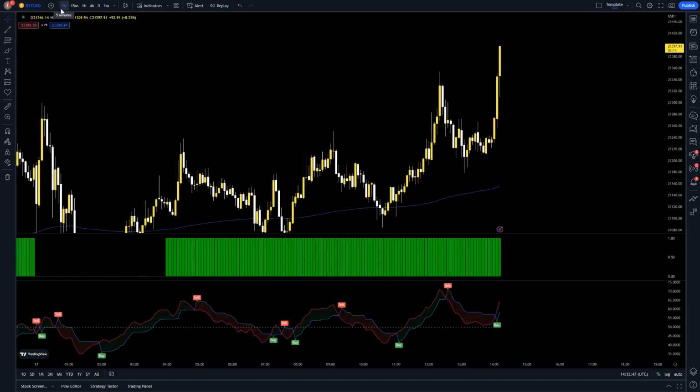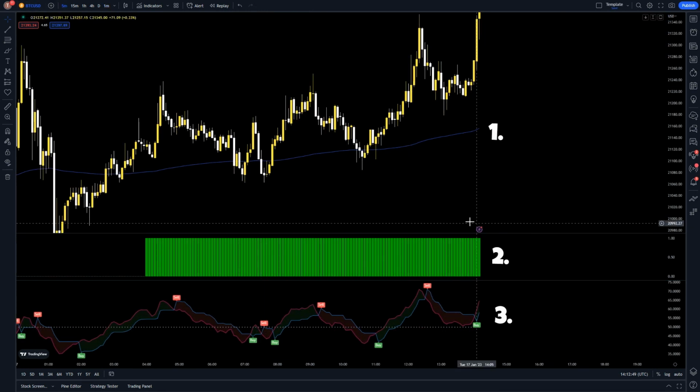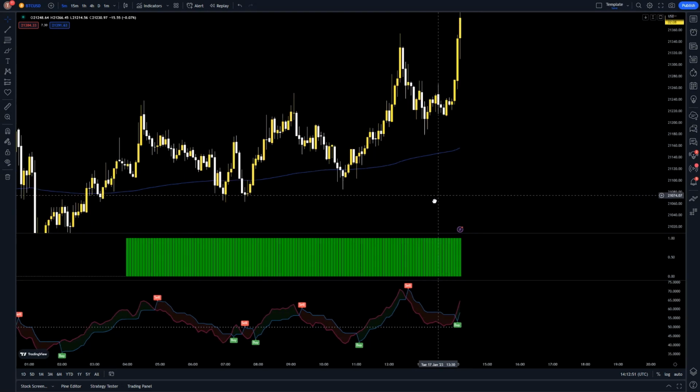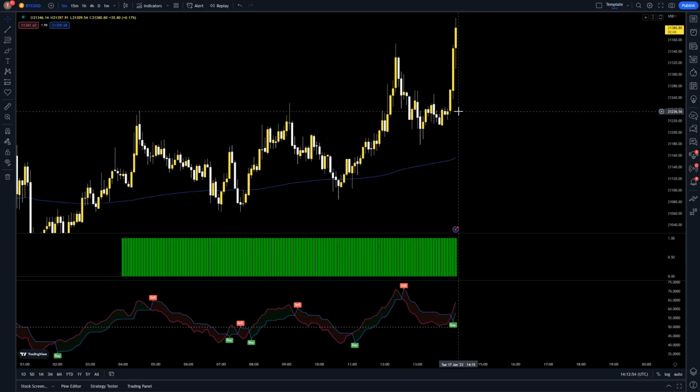So we're on Bitcoin on the 5-minute chart, and we have these 3 indicators on the screen. You might recognize some of them, but we're going to use this to create wealth in 2023 using this super easy free strategy.